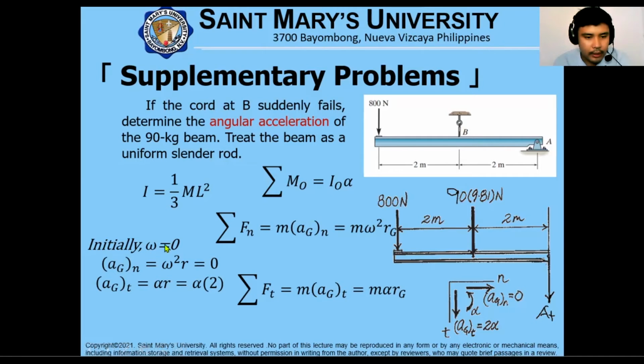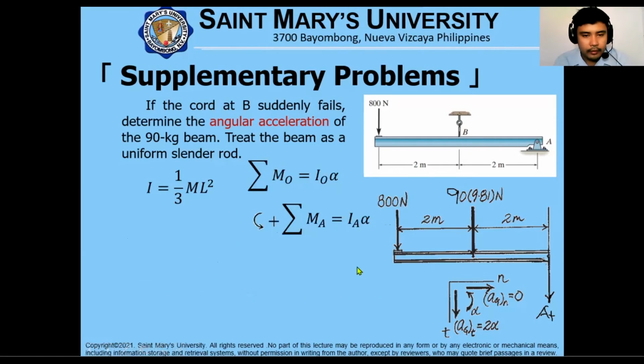Another concept: since initially the velocity is equivalent to 0, that explains here. Substituting omega, this is our common equation for translation from linear into angular. So omega squared r for the normal component of acceleration. Substitute omega here, which equates to 0, and then substitute the value of r here, which equates to 2. That explains this free body diagram. So the next concept is to find the summation of moments.